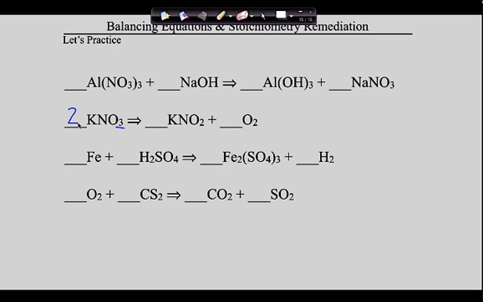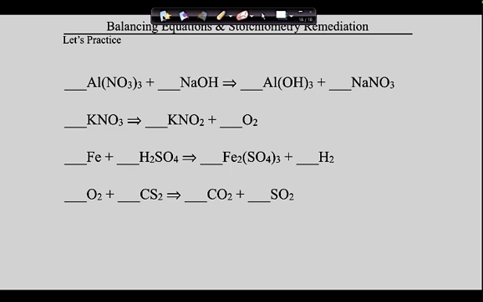So now we have 2 potassiums, which means we need a 2 there. Now we've got 2 nitrogens, we now have 2 nitrogens there, and then you'll notice on the left we've got 6 oxygens, and then we've got 4 plus 2 is 6 oxygens, so that is also balanced. Now moving down to our next example.